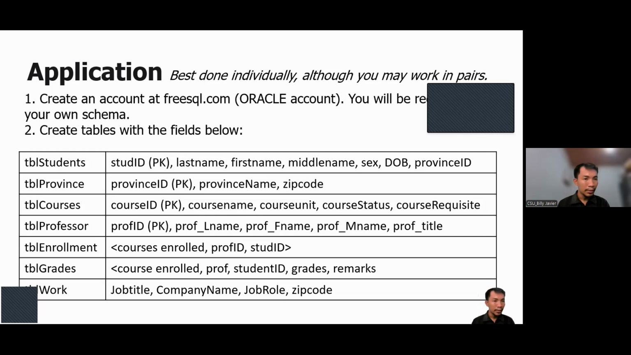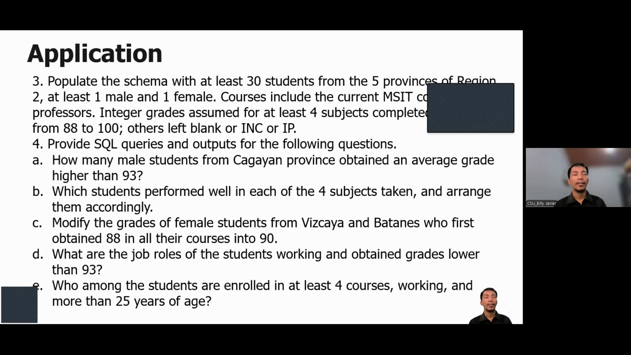And then table work, referring to the student's current workplace or work-related data of the students, not the professor, okay? That the job title, their company name, the job role, and to where they're actually from in terms of their zip codes. Okay.